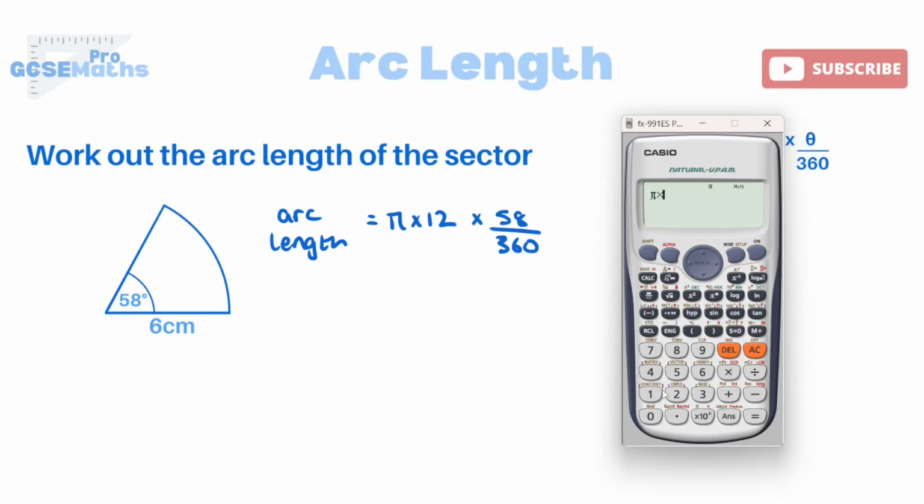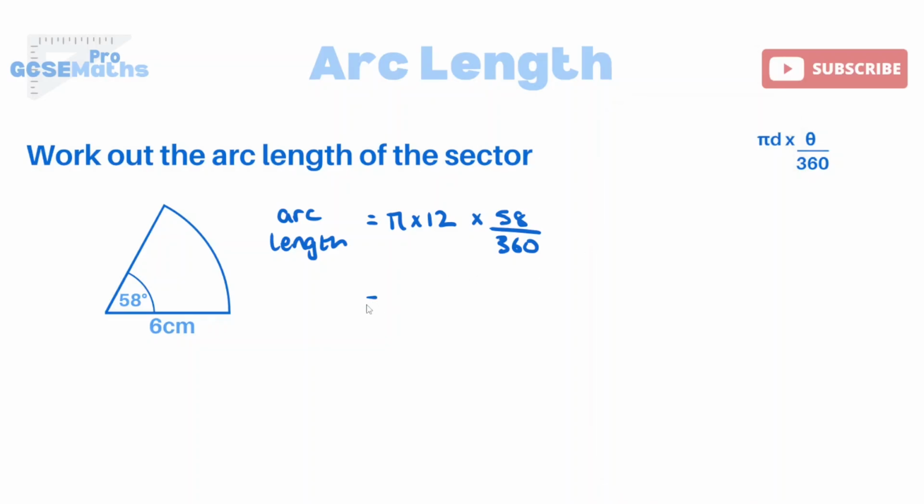So pi times 12 gives me the whole circumference, and then I actually only want 58 degrees out of the 360. And as a decimal, that gives me 6.07... So I'm going to round that to 6.1. They should tell you in the question in an actual exam paper what to round it to, so don't worry about that. In this case, I'm doing 1 decimal place. And that's literally it. Now, they don't tend to give you this formula, so you just have to remember it by that logic. Work out the whole circumference, then times it by this fraction. That's literally it.